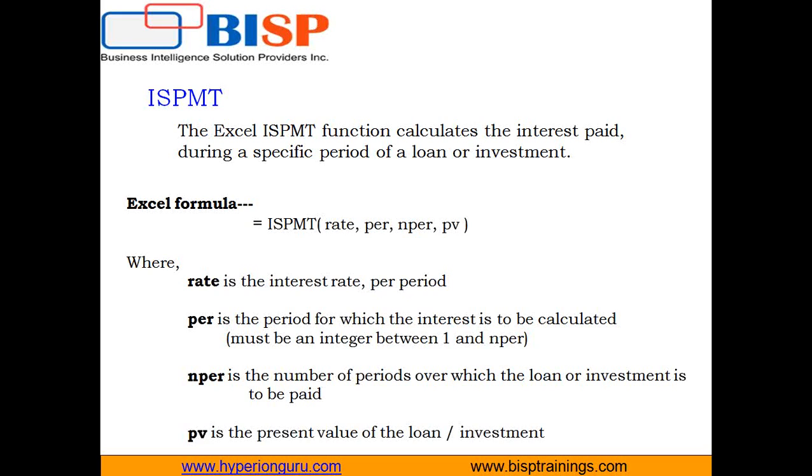So this function is used to calculate the interest paid during a specific period of an investment. This function takes four arguments. The first one is the rate, which is simply the annual interest rate on the loan. Then we have the period, which is the payment for which we are interested in calculating the interest component. Then we have the number of periods, which is the number of payments throughout the life of the loan. And finally we have the present value, which is the amount that we have borrowed.